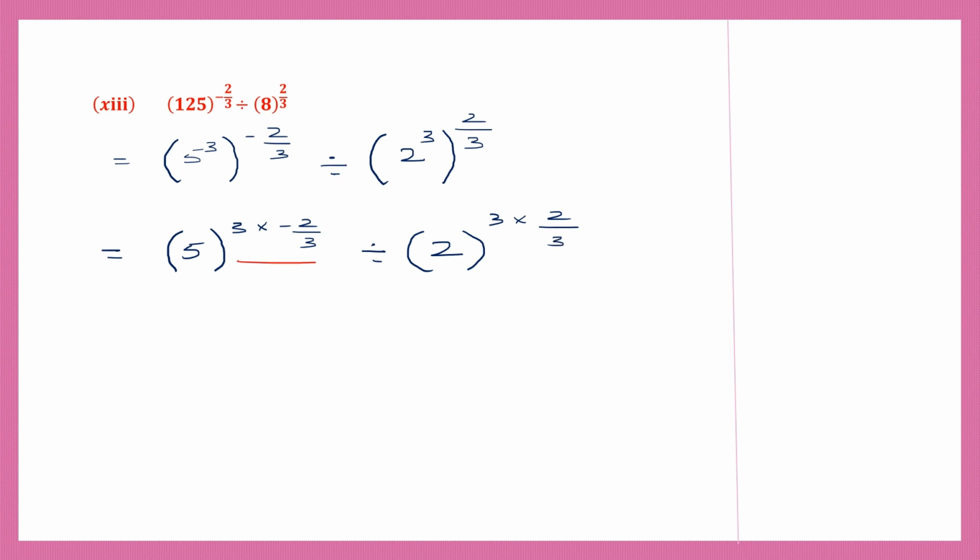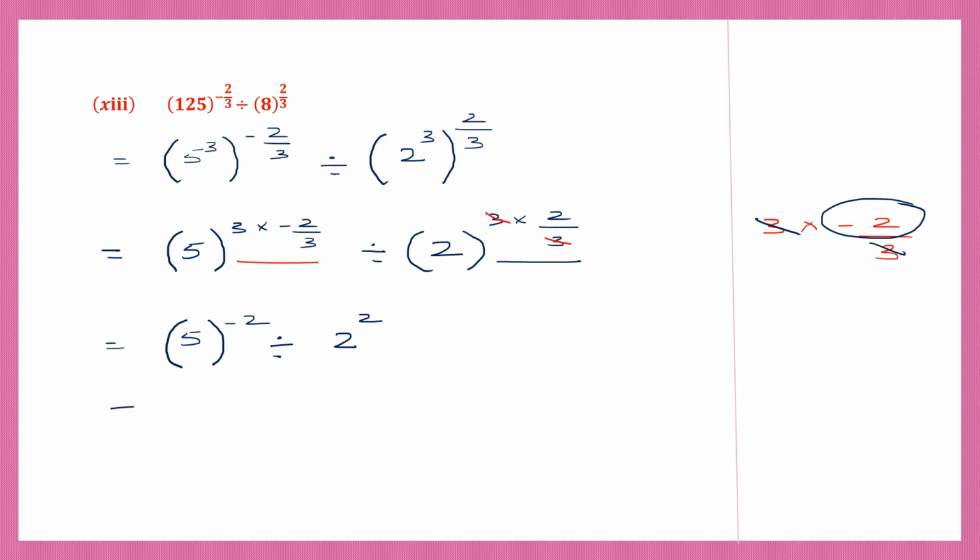So let's work out this one first. So that is 3 into minus 2 by 3. The 3's get cancelled and what is left is minus 2. So this has now become 5 raised to the power of minus 2 divided by, now let's work on this, 3 into 2 to the power 2 by 3. So here we can cancel this, so only 2 is left. So this is 2 raised to the power of 2.